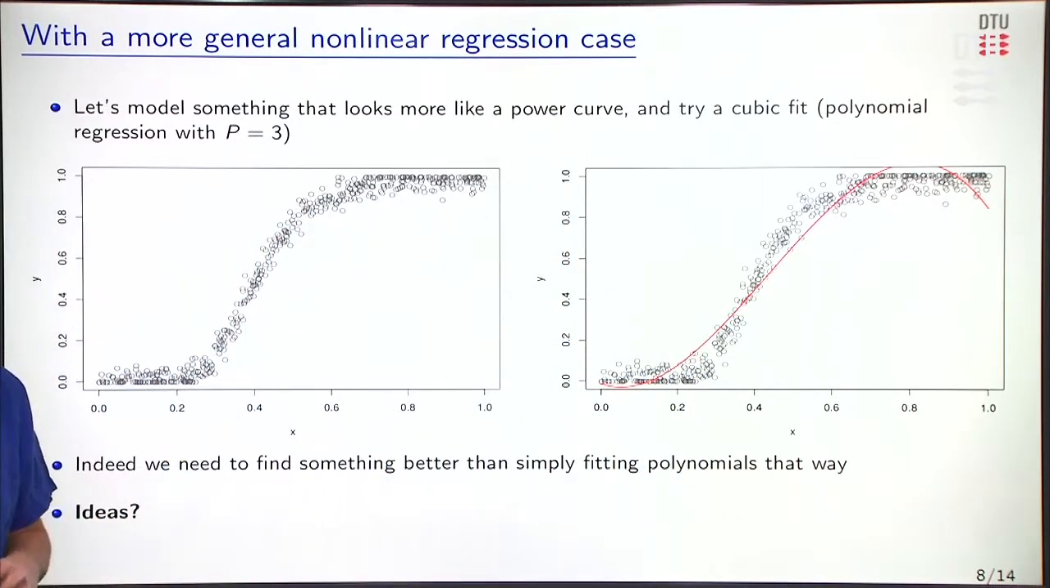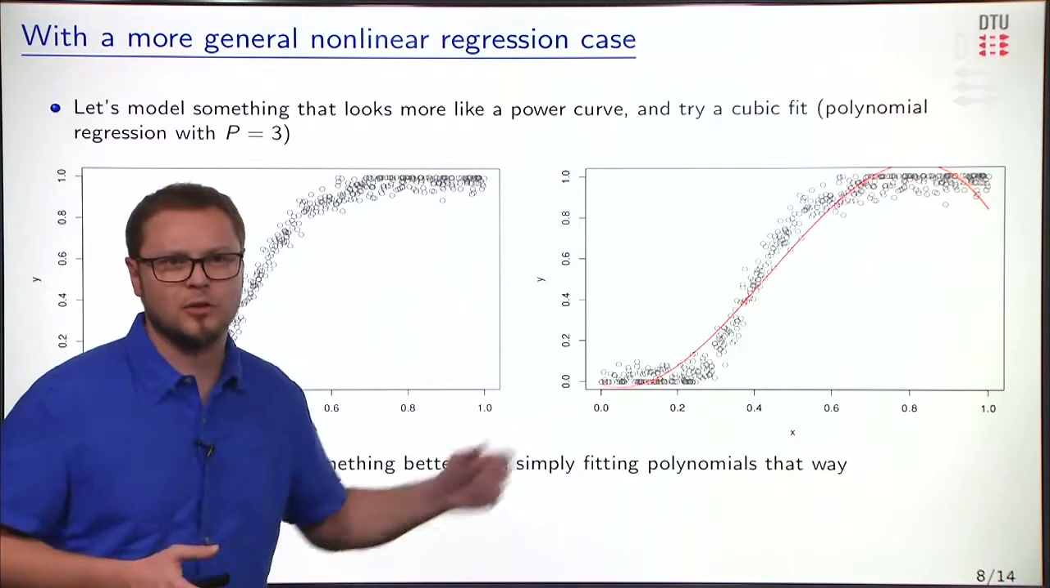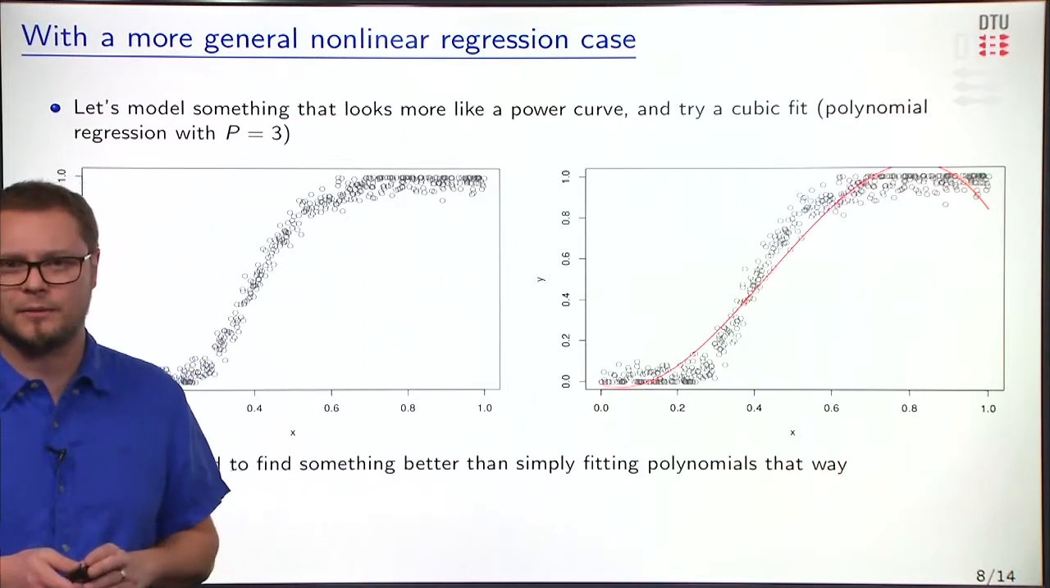So could we not find some other way to fit polynomial regression or some other type of nonlinear regression that permits to model this kind of power curve but without this kind of spurious effects? Do you have some idea?